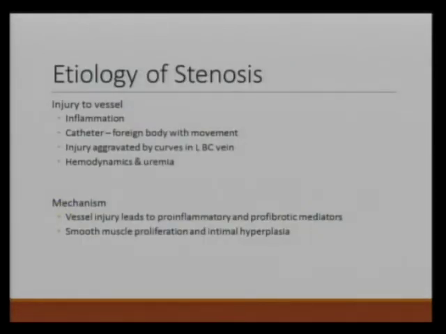So the etiology of stenosis can be injury to a vessel. You can have inflammation. You can have a catheter that's causing some trauma. It's a foreign body in there, and as the heart is beating and as we're breathing, you're going to have movement, and that catheter is going to be moving within the veins. And that injury can be aggravated by all the turns that it takes. Okay, so it has those curves also.